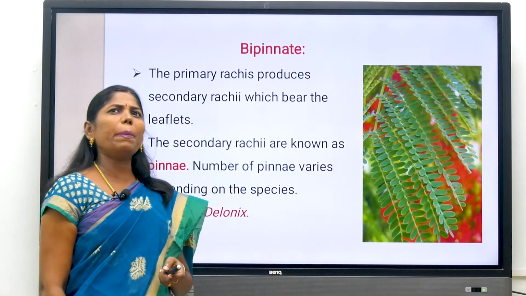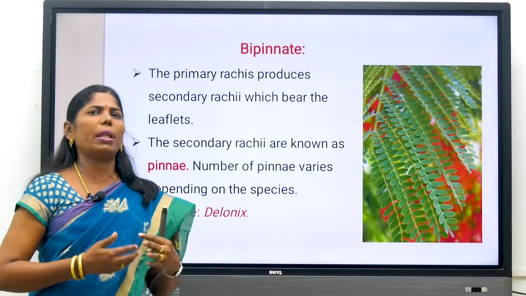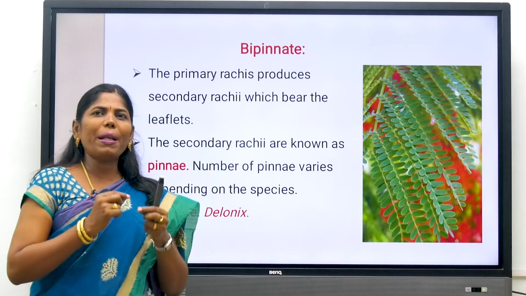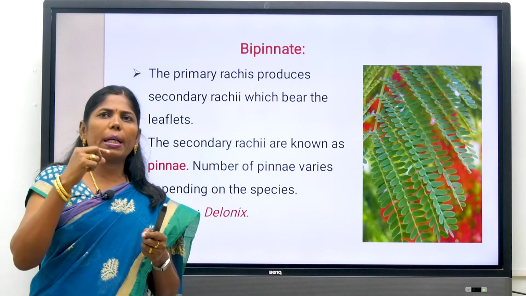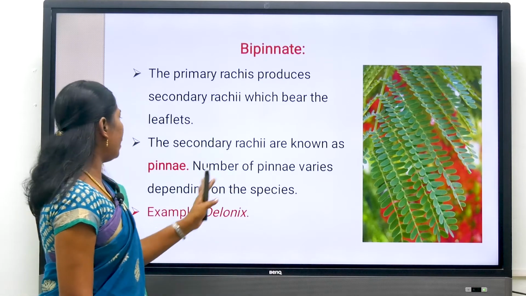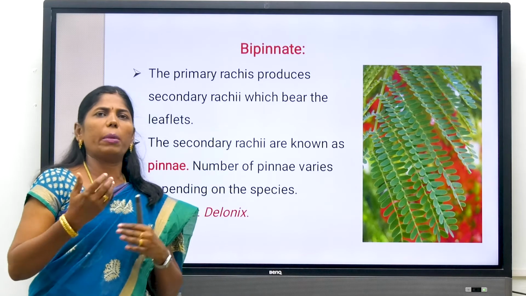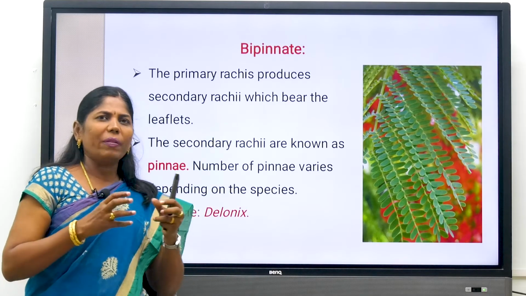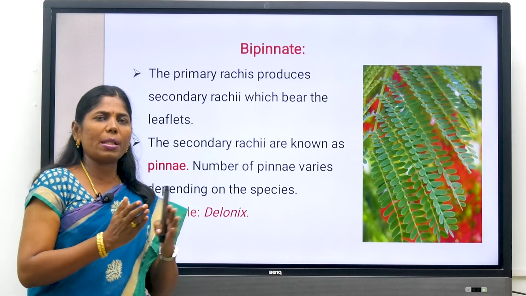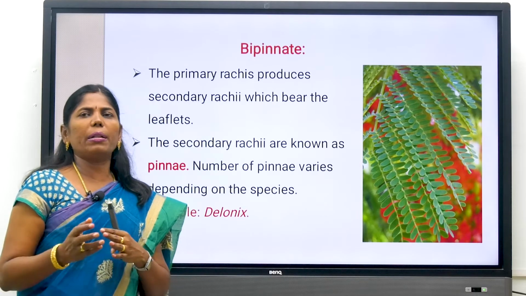So what is bipinnate? The primary rachis produces a secondary rachis, the secondary produces a tertiary, and from that the leaflets arise. That is the pinnae condition. Pinnae, as I already said, means a feather-like structure. The number of pinnae varies depending upon the species, and the pinnae arrangement is different in each one, because in compound leaves the number of leaflets is arranged differently. Some have an odd number of terminal leaflets, some have an even number of terminal leaflets.